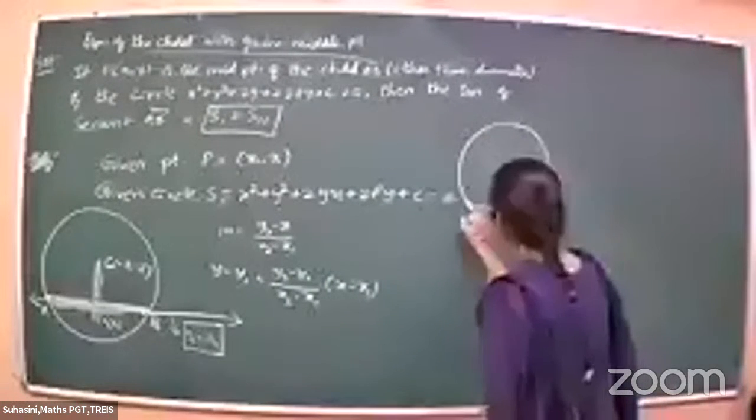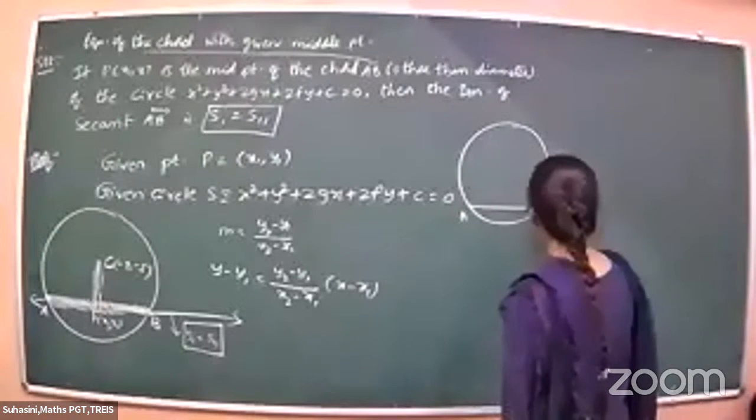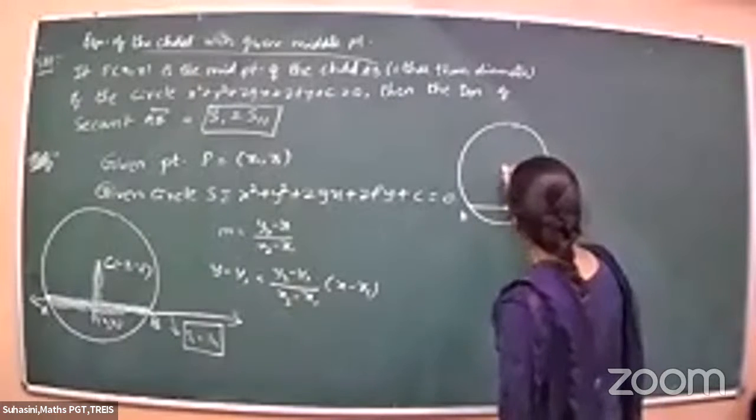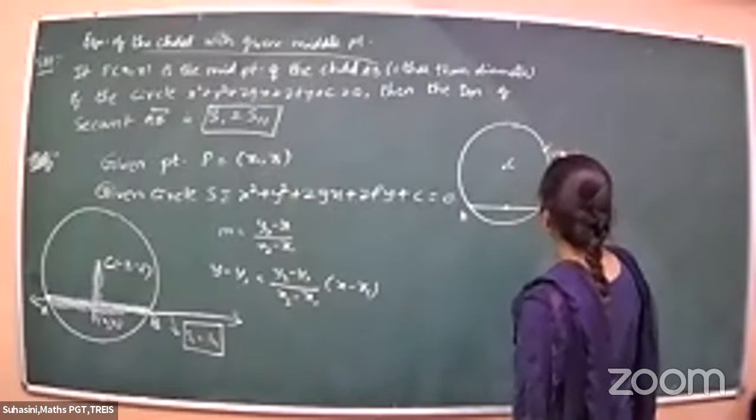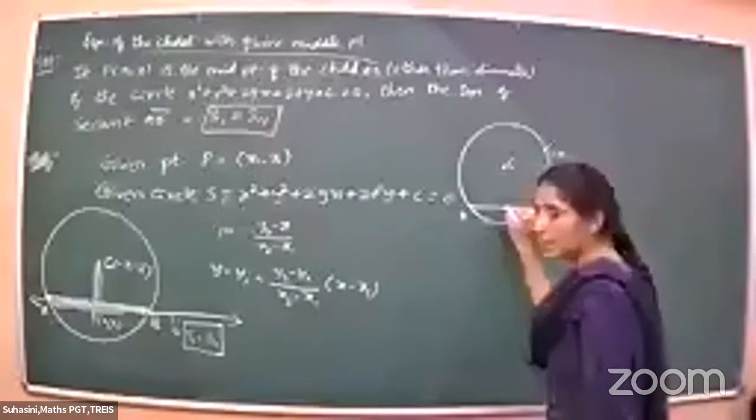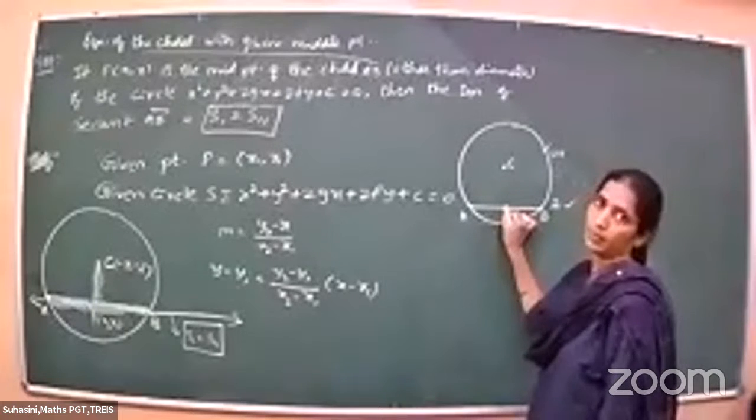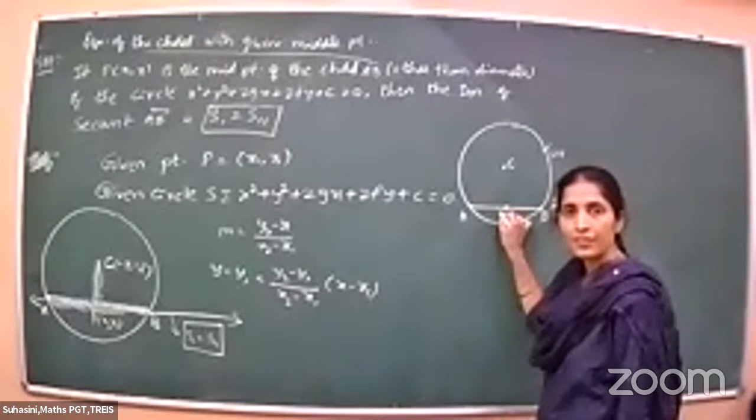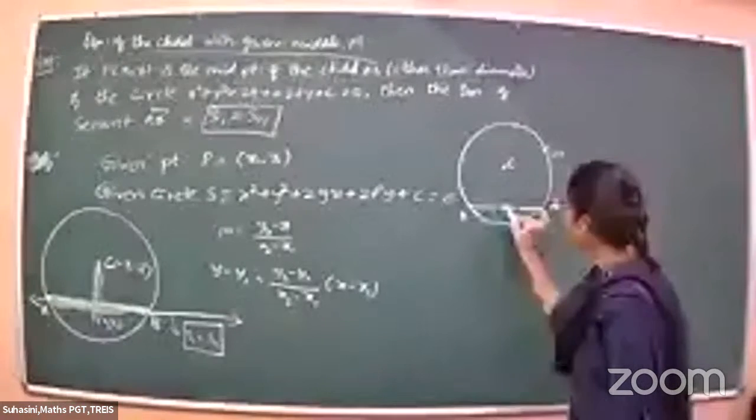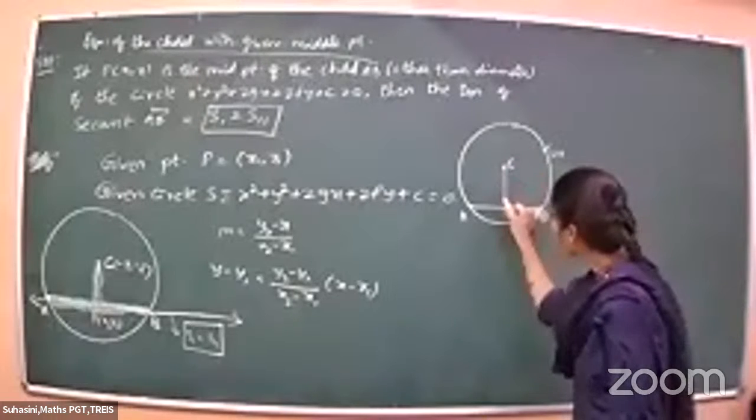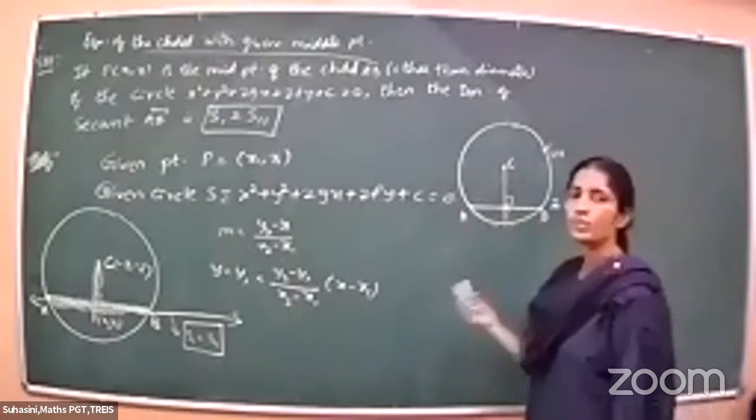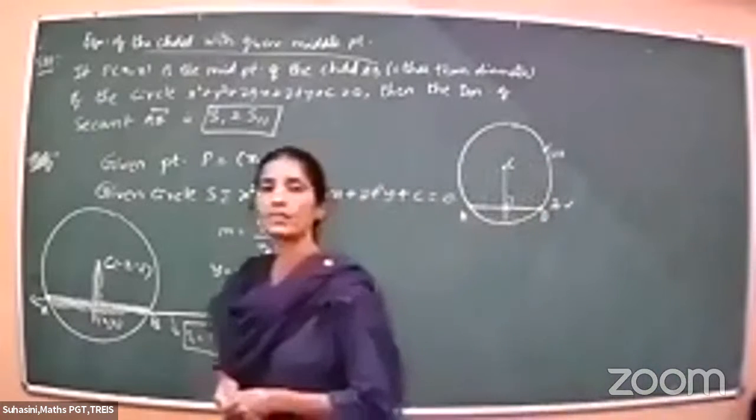We have a point A and a point B on the circle, and the equation of AB is given, and the equation of the circle is given. Now he is asking us to find the midpoint of this chord. How can we find the midpoint of the chord, children? We infer that the midpoint of this chord, P, is the foot of the perpendicular drawn from the center onto the line. So use the formula of the foot of the perpendicular that we have studied in the first year.